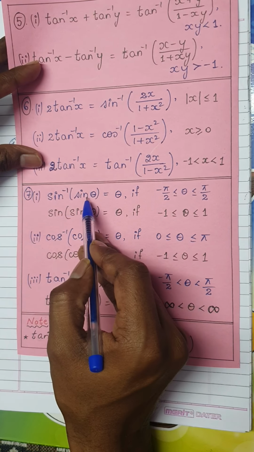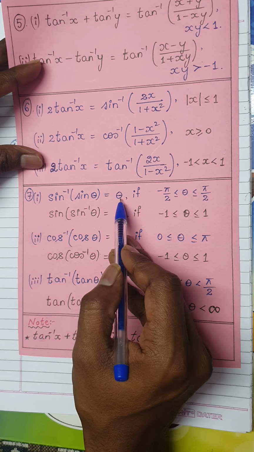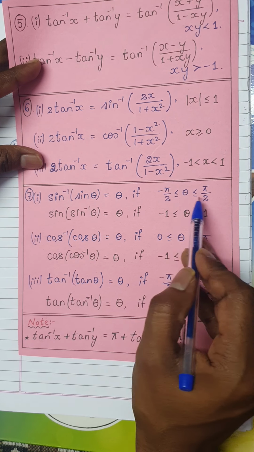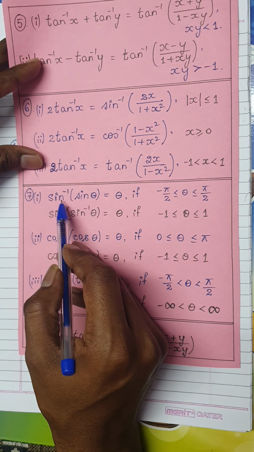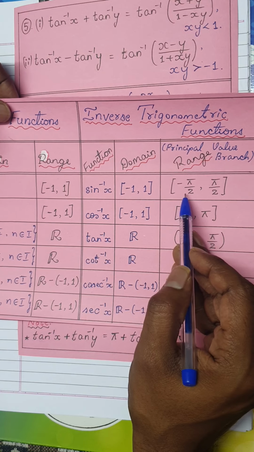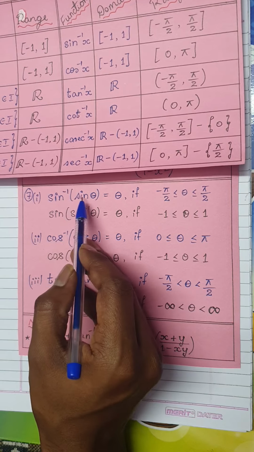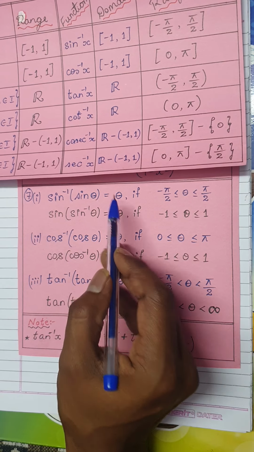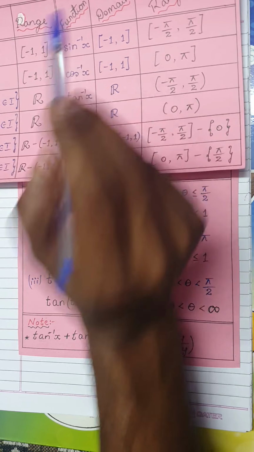Sine inverse and sine can be cancelled. Sine inverse of sine theta becomes theta only if this theta is in the range of the inverse function. Now what is the range of sine inverse function? We know sine inverse function range is nothing but minus pi by 2 to plus pi by 2. So we can write sine inverse of sine theta as theta only if theta lies in the range of that function. So please be careful.